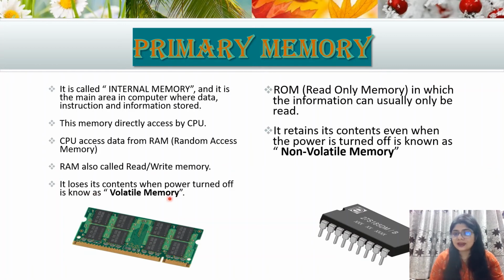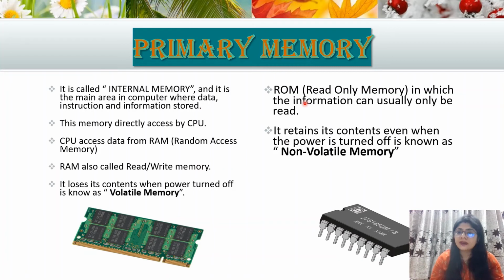It loses its contents when the power is turned off. That is why it is called volatile memory. That means permanent storage on RAM is not possible. The moment you turn off the computer, whether you shut down the system properly or electricity went away and your system turned off automatically, in both cases the computer will lose whatever is stored in RAM. It is a volatile memory. RAM is a volatile memory. Here we are talking about primary memory.